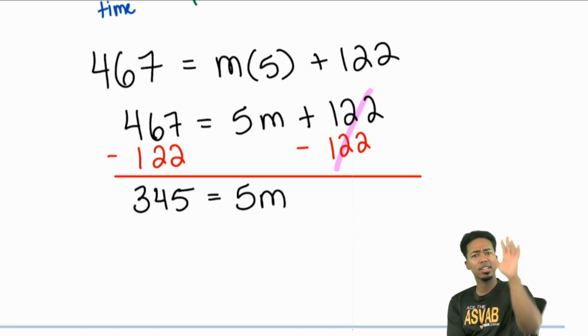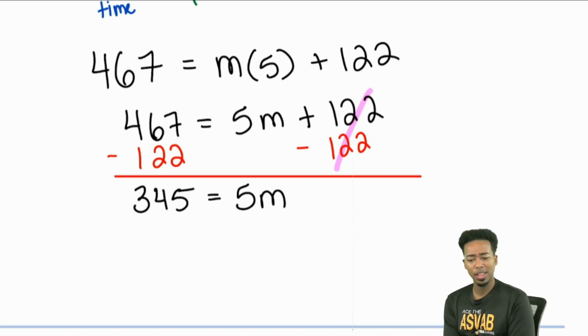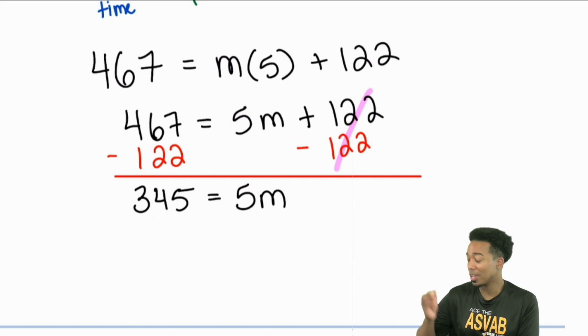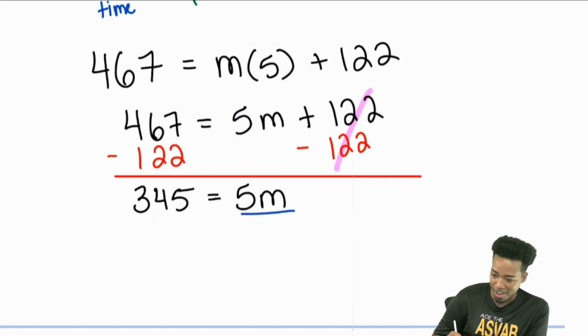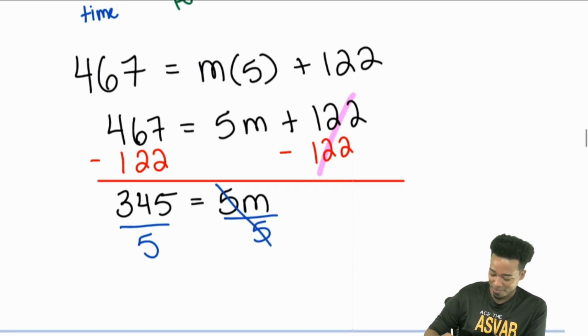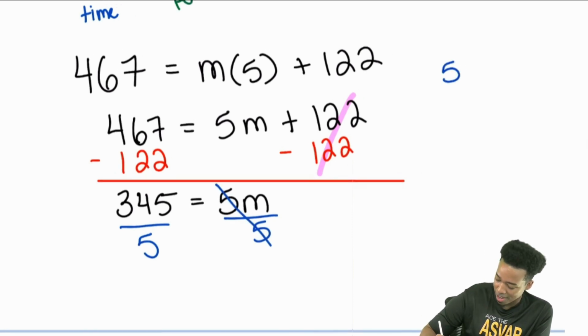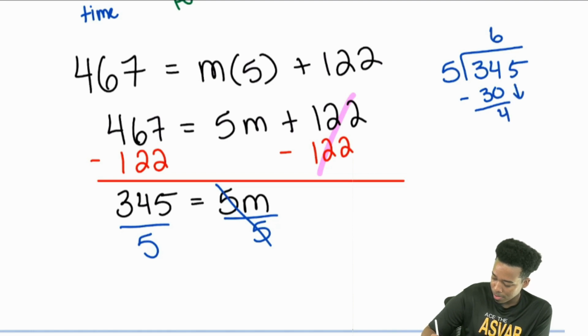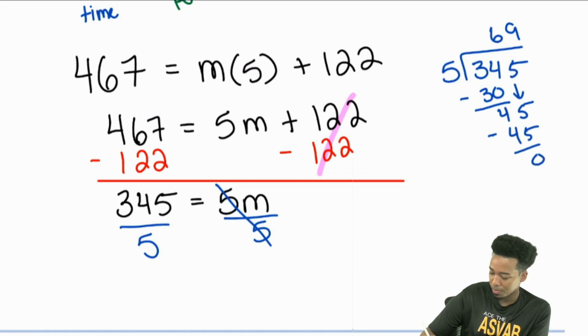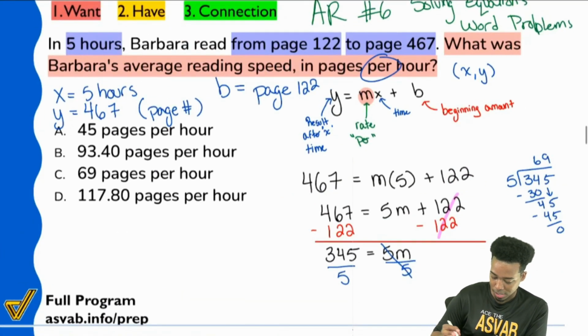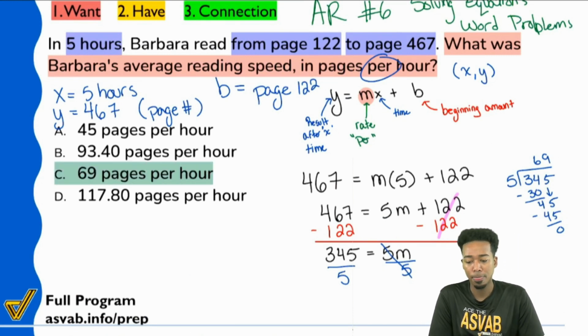Let me know if you did it as a distance, rate, time problem, and this is what you got. But regardless, the way you're going to solve this is by dividing by 5 on both sides. Exactly. And then we'll go ahead and take 5 into 345, and we're good. So 5 into 34, that's going to be 6. And then 5 into 45 will be 9. Subtract 45 on both sides. That is a clean number there. Boom, 69, and we are good. The answer is 69 pages per hour.